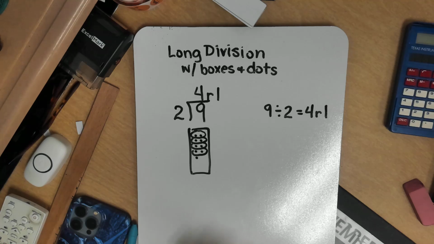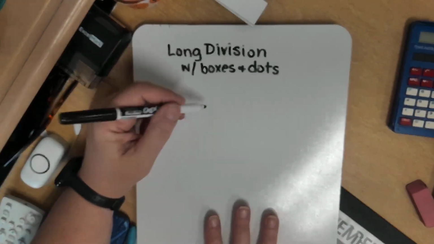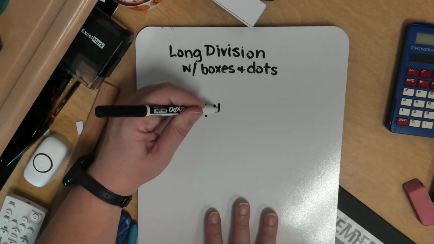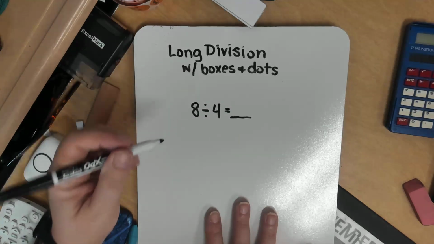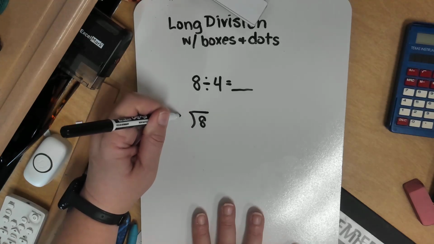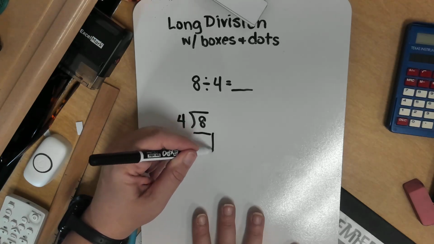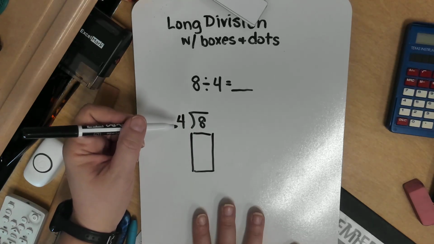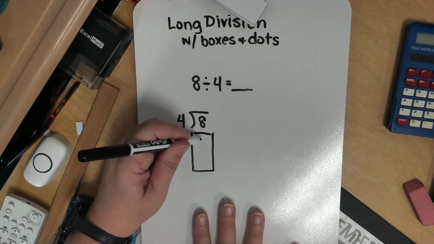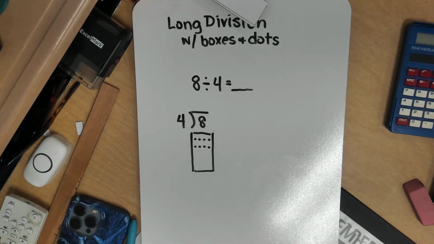Let's do one more. Let's do 8 divided by 4. So let's build our garage. 8 divided by 4. I have one digit, so I'm drawing one box. I need to put them in groups of 4, so I'm going to draw 8 dots, but I'm putting them in groups of 4. 1, 2, 3, 4. 5, 6, 7, 8. Hey, I have none left over.